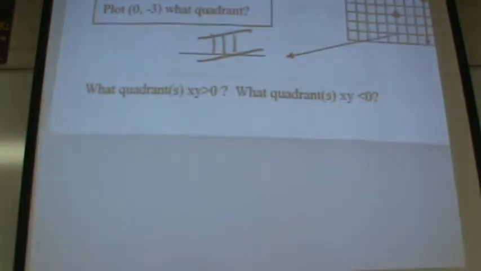This would be a pre-calc question. In what quadrant or quadrants is xy greater than 0? That's a loaded question. First of all, what does xy mean? X, what, y? Times. When we see 2 variables together, we understand it to be multiplication.